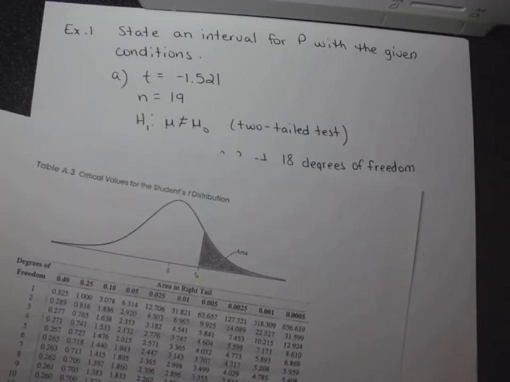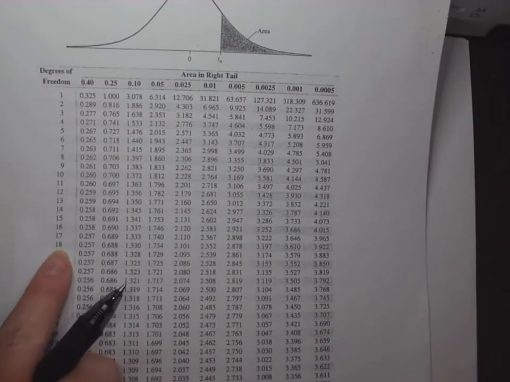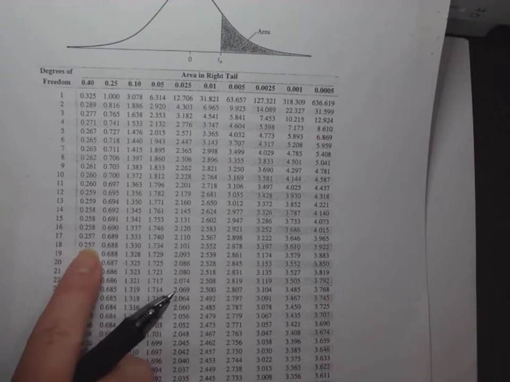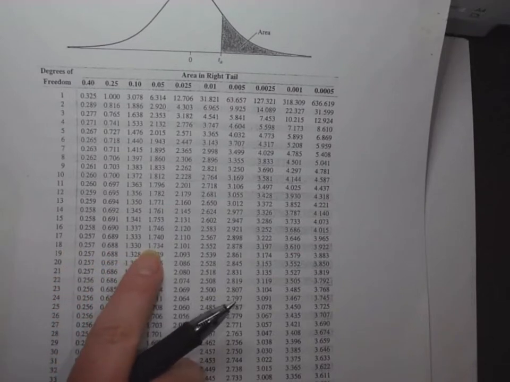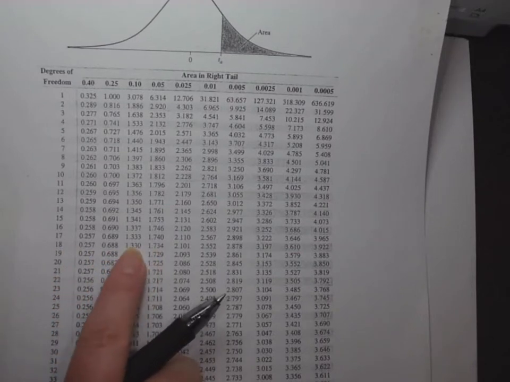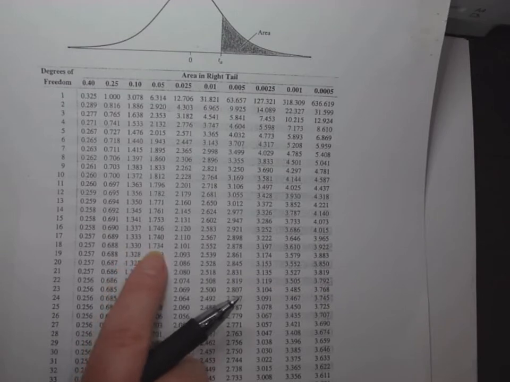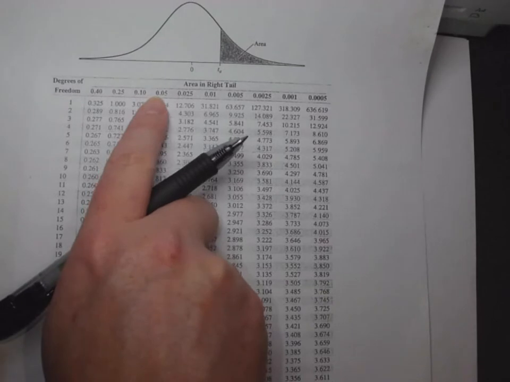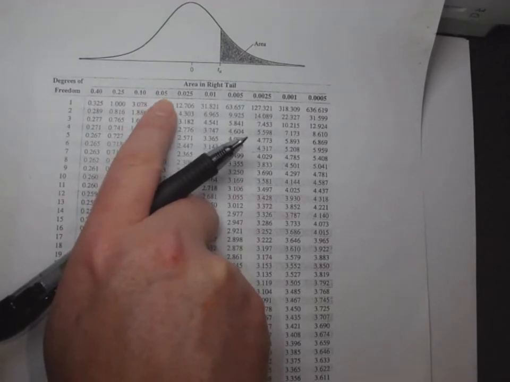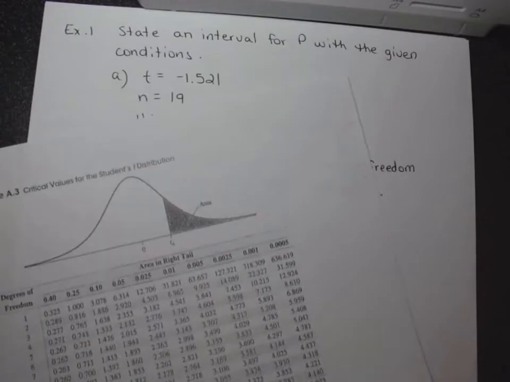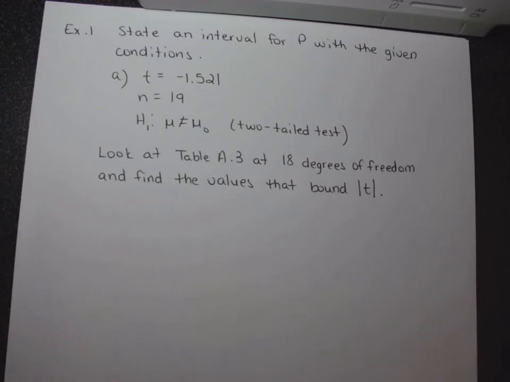So what I mean by that is you find 18, I know it's a little hard to see, and you look at the row to see values that are going to bound 1.521. In other words, what's the number above it and what's the number below it. Notice these are the two numbers, 1.330 and 1.734. What you really care about, though, is what's up here. What are the p-values or the areas that bound those two numbers? So we're going to write down what they are.